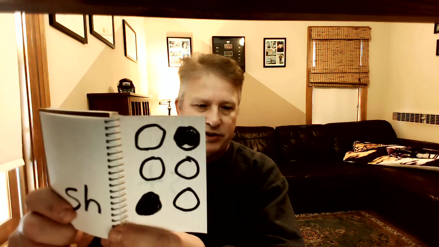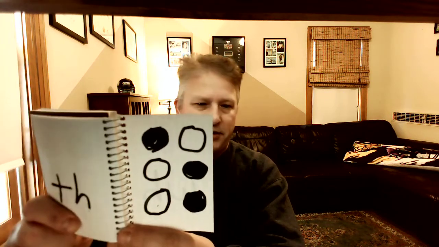Then we have SH, which is dots 1, 4, and 6. Next one is ST, which is dots 3 and 4. Next one we have is TH, which is dots 1, 4, 5, and 6. Next we have WH, which is dots 1, 5, and 6. So that's it for our strong group signs.